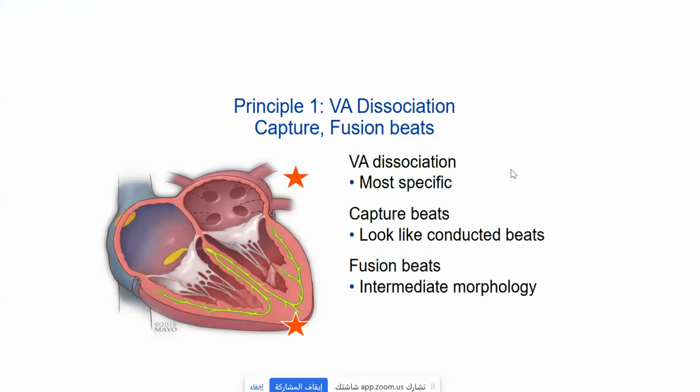Usually the most important principles, and you should know them, are to look for AV dissociation, fusion beats, or capture beats. AV dissociation is more specific. For capture beats, look for a conducted beat, usually started with a P wave. And a fusion beat is usually intermediate between the normal complex during sinus rhythm and during ventricular tachycardia.